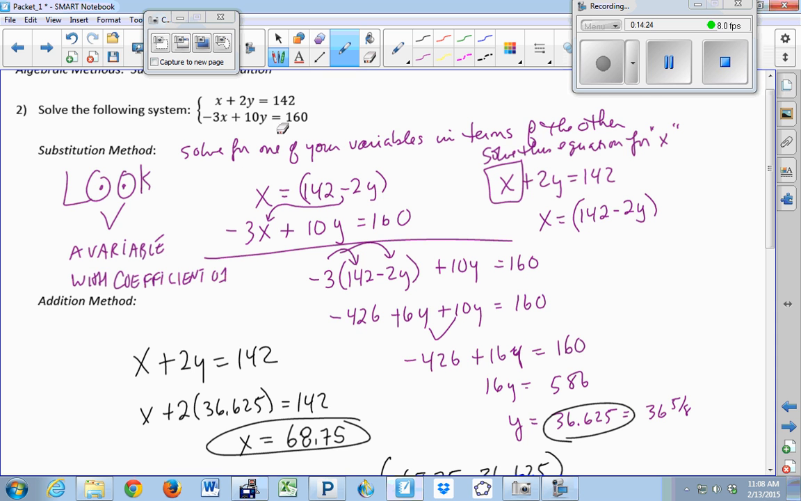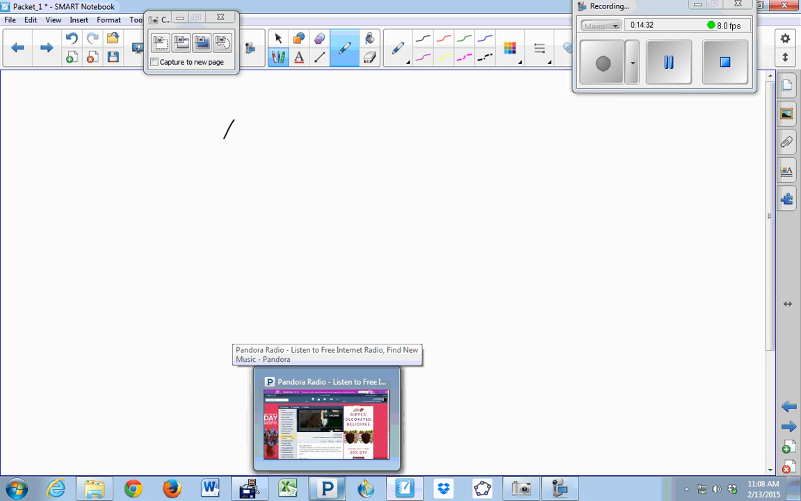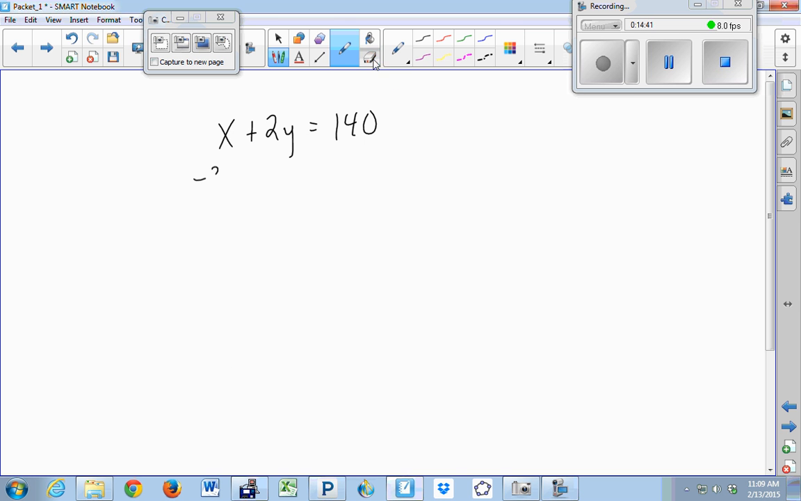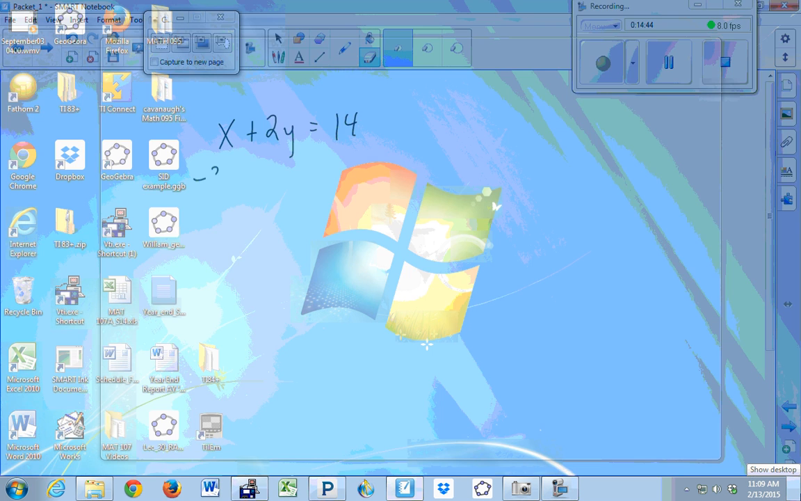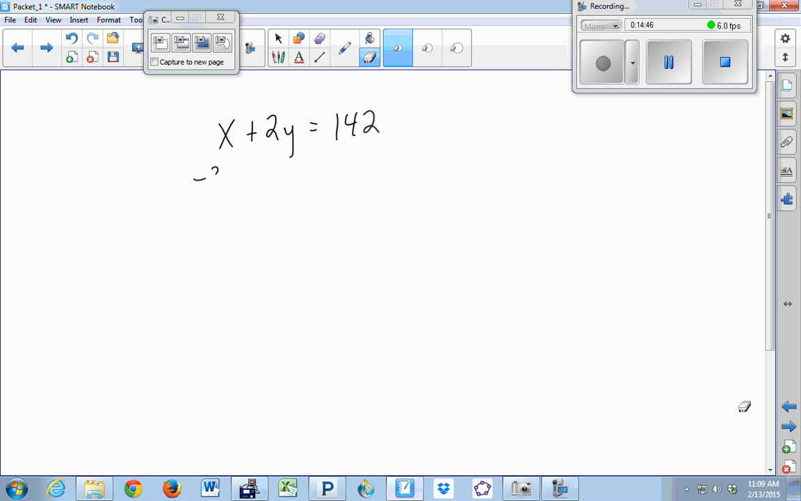Let's quickly look now. I'm going to ask you to tell me this system again, because I'm going to put in a new page here. So the first one was x plus 2y equals 142, and negative 3x plus 10y was 160. Okay, now notice every time you have a system, you always sort of put it together with this half a brace on the side. That indicates it's a system and you're looking for this intersection point or this common solution.